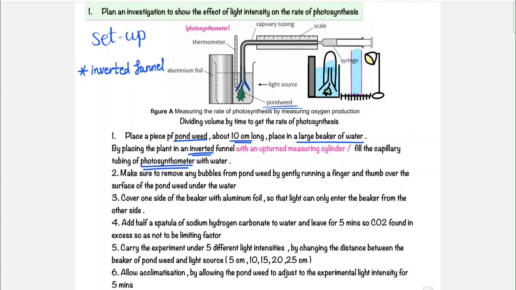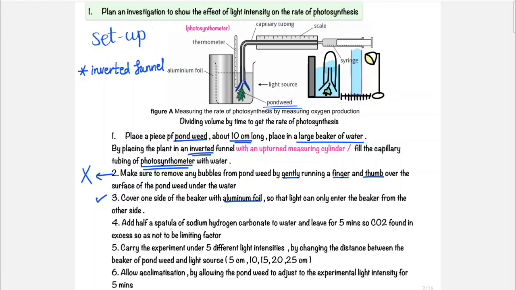Photosynthesis with water. Make sure to remove any bubbles from pondweed by gently running a finger and a thumb over the surface of pondweed under the water. Is this going to be mentioned in the marking scheme? No. Cover one side of the beaker with aluminum foil so that light can only enter the beaker from one side. Yeah, this is one of the controlled variables.